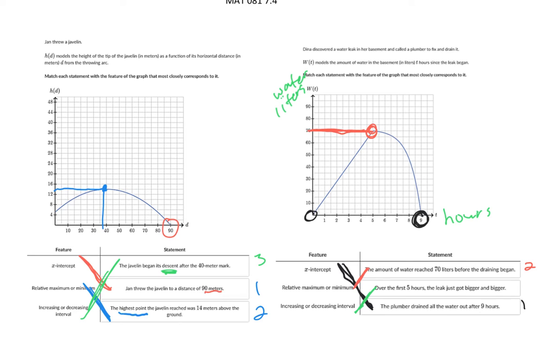Over the first 5 hours, the leak just got bigger and bigger. That means it was increasing. So make sure when you go to do your con, you're reading through each of these scenarios to figure out what goes together.